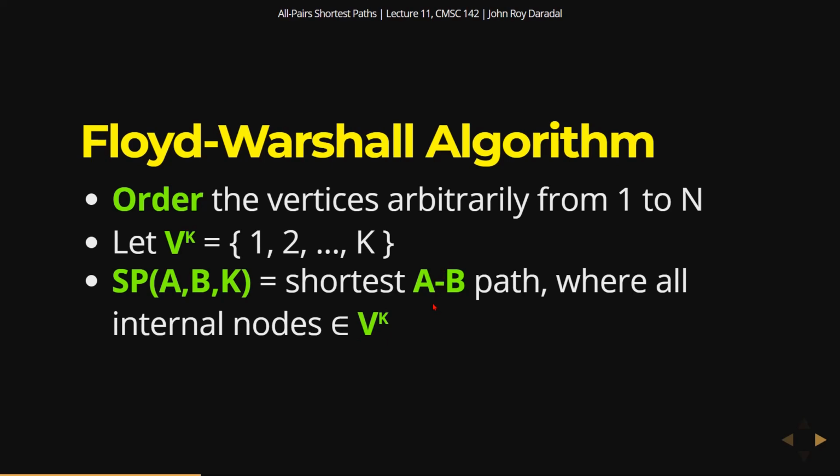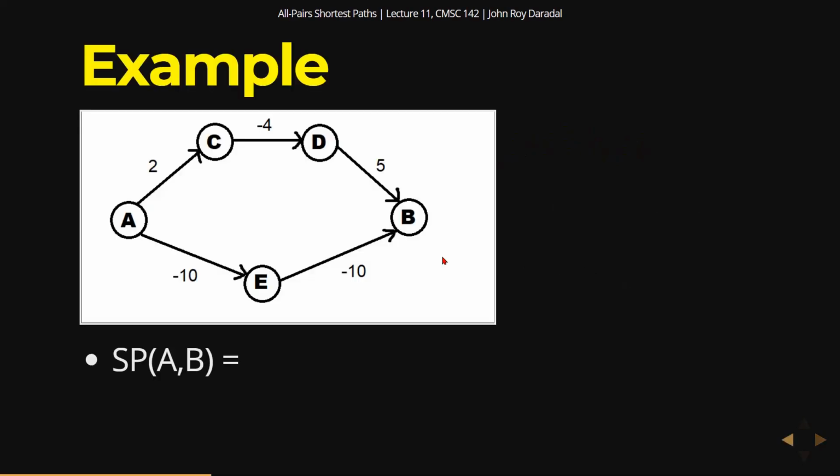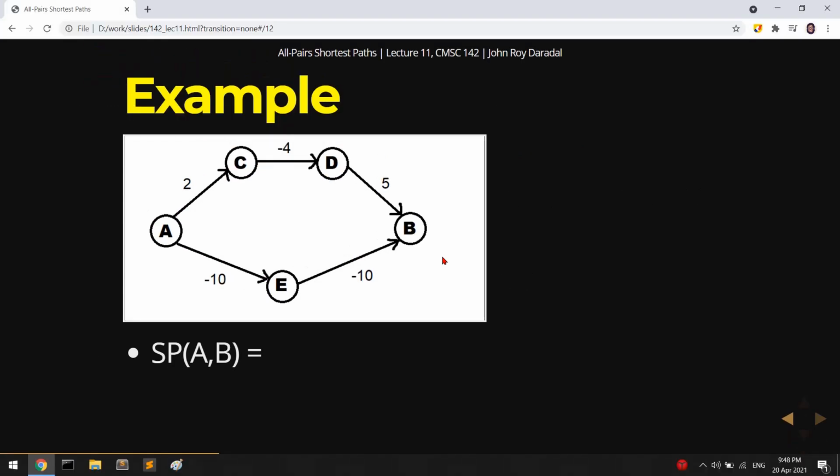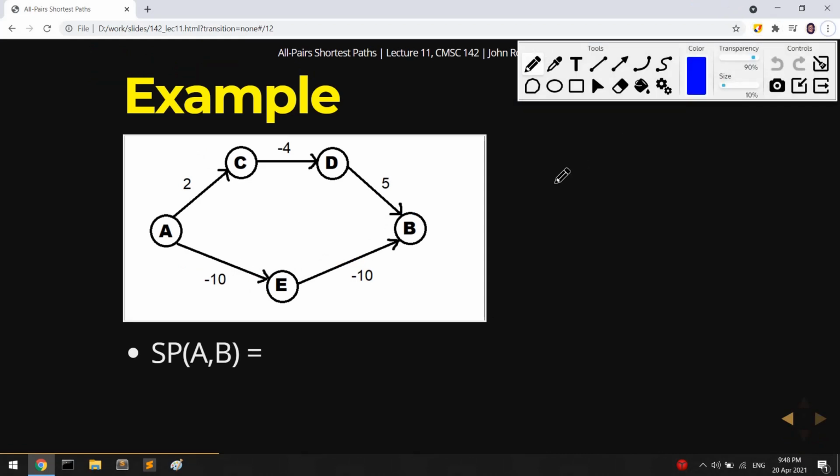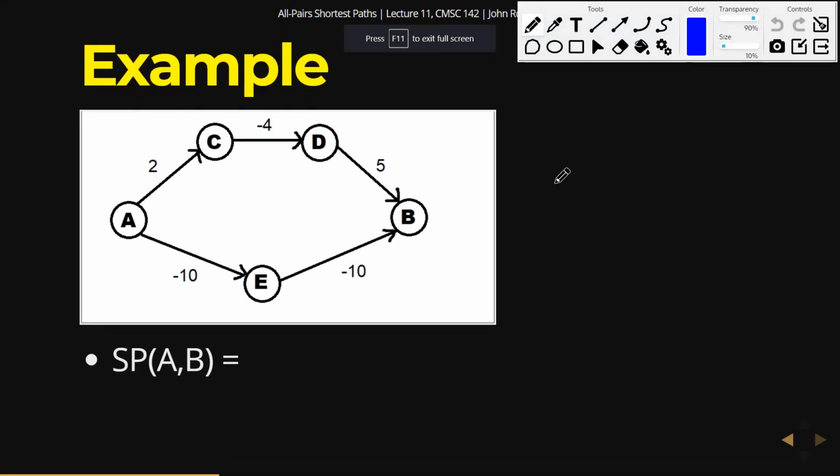Meaning, you can go from A to B, but you're only using these nodes as internal nodes, meaning you can pass through them. To make this clearer, here's an example. In this graph, what is the shortest path from A to B? Without restrictions, the shortest path from A to B is the bottom path, right? So A-E-B, A to E, E to B, this would cost negative 20. So this is the best one.